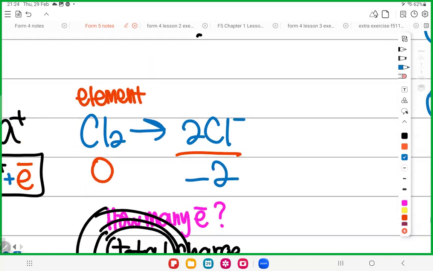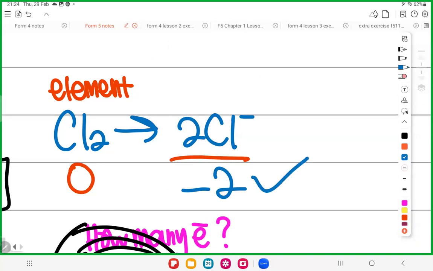Let me know in the chat box, are you okay with why it's -2 but not -1? Because we are looking for total charge. Total. I keep on emphasizing total. Understand? It's not hard, but some of you will surely make some mistakes here and there. So you must be careful. Okay? Right.